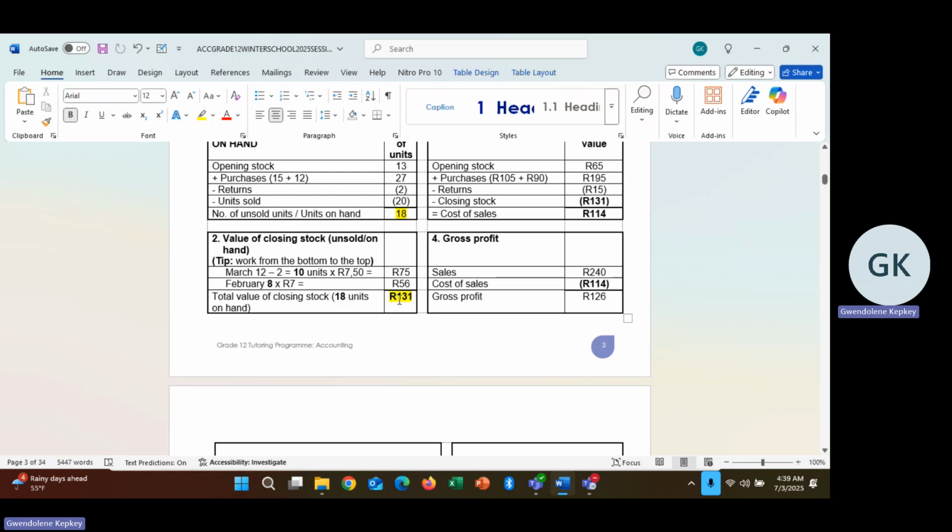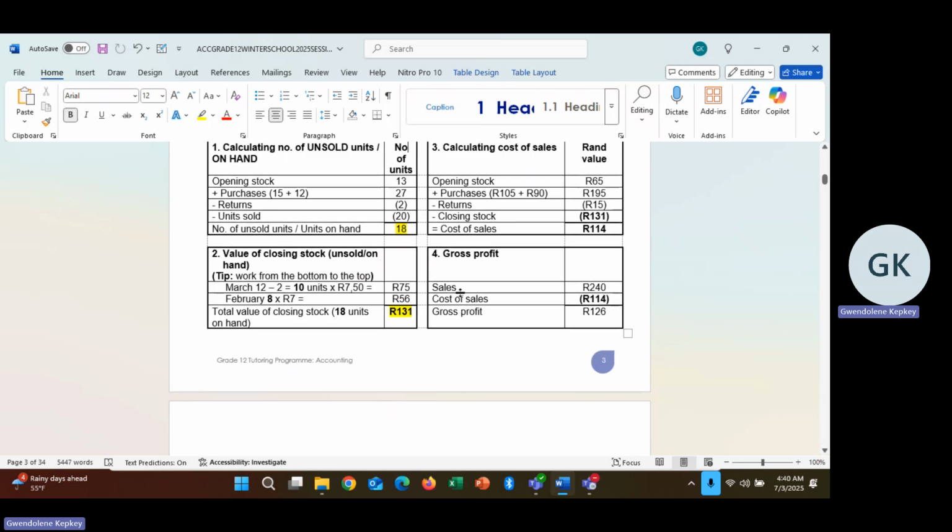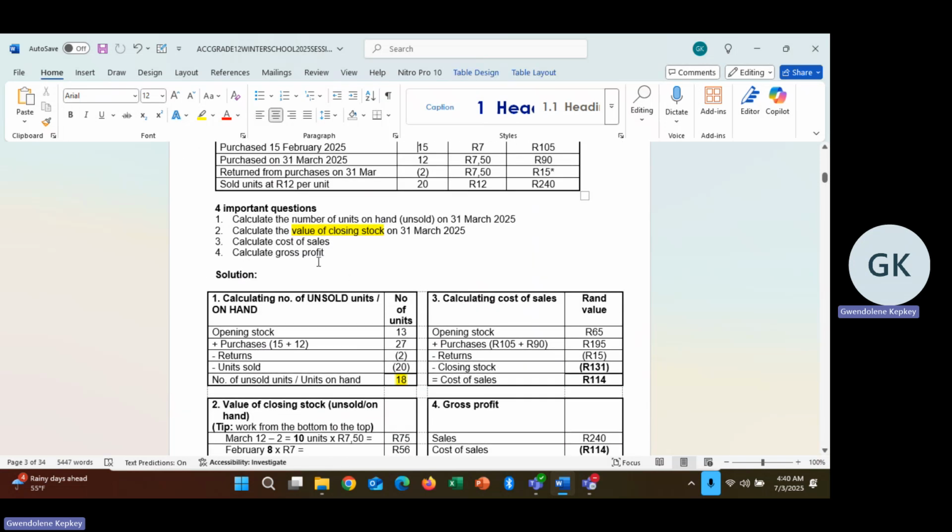So we're referring to the rand value. Let's quickly recap. March, I have 10 left. You originally purchased 12, but I returned 2, so 10 items at its cost price, unit price. Then Feb, I automatically know I must have 8 of Feb left. Why? Because in total I have 18 items remaining, 10 belonging to March, therefore the other 8 must be of February. So I'm sitting with a value for my closing stock of R131. Can we move to our next question?